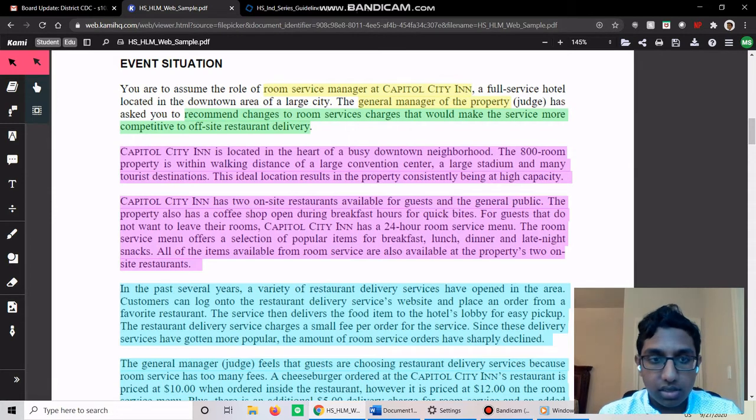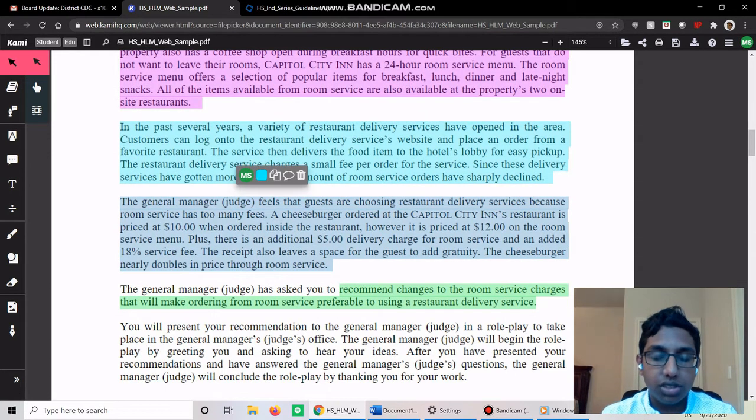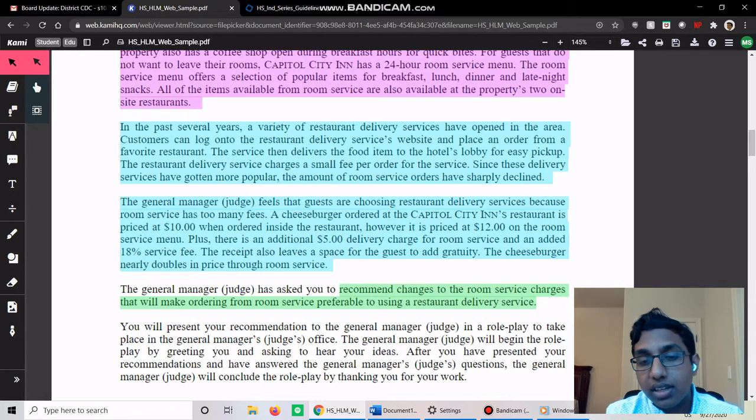So let's first look at this. It talks about the hotel having 800 rooms. It's in a prime location in the middle of downtown. They have a room service menu, and they also have 2 on-site restaurants and a coffee shop. And now then they go into usually the background of the problem. So what they're talking about here is how there are restaurant delivery services, right? So like if you ask Chipotle to deliver to the hotel, they'll come in and deliver to the hotel lobby. And this applies to a lot of other restaurants in the area. And because of that, the hotel isn't being able to get as much money from room service.